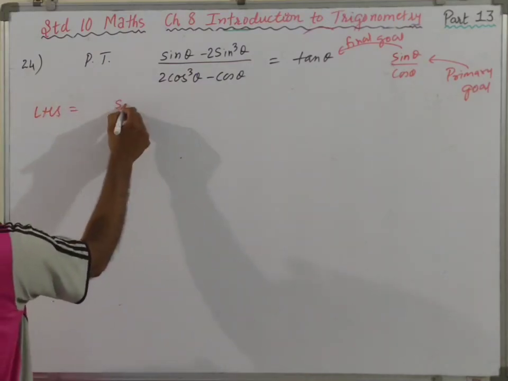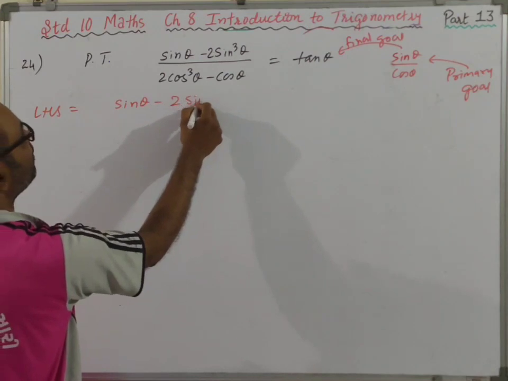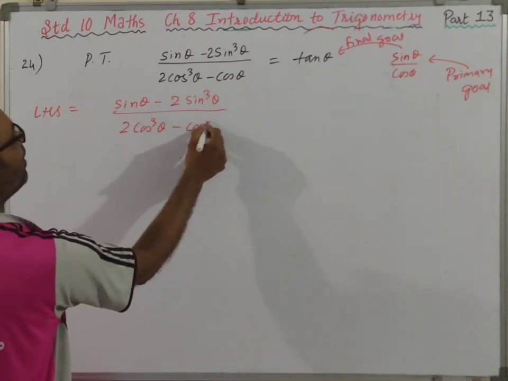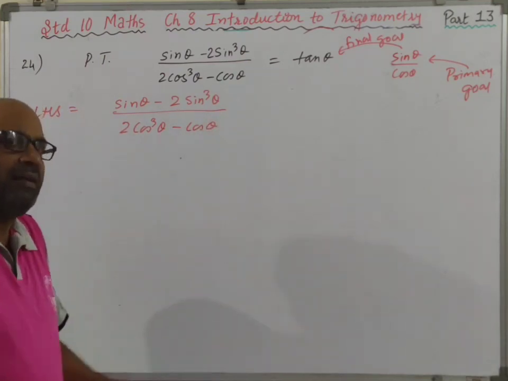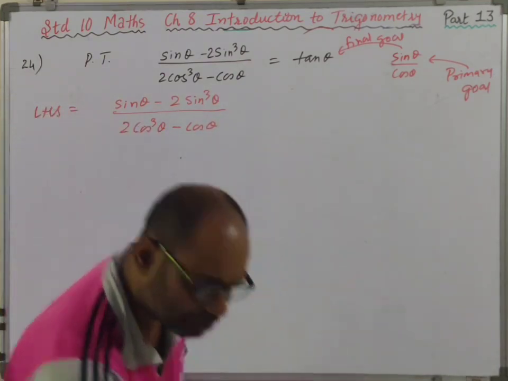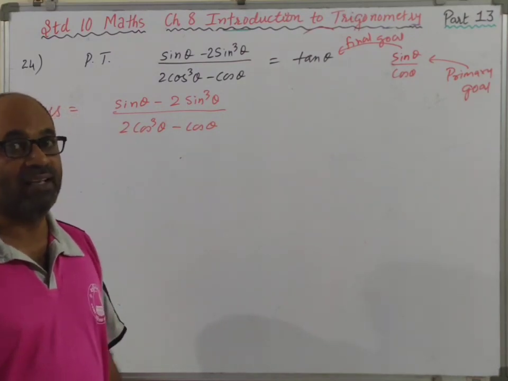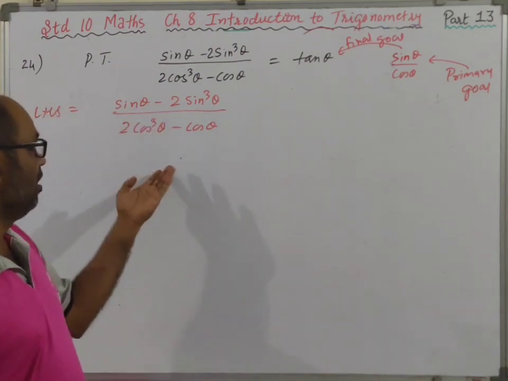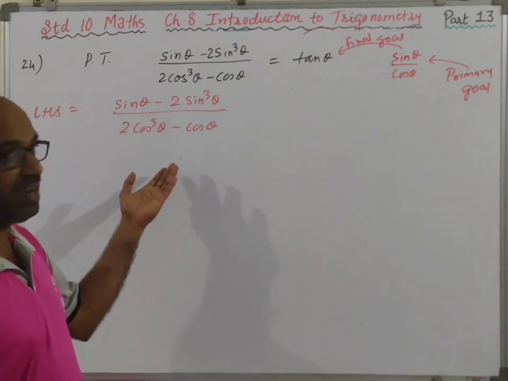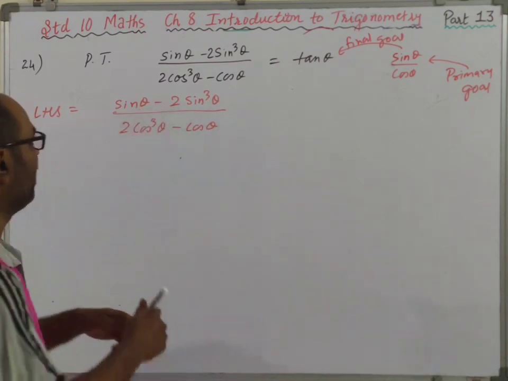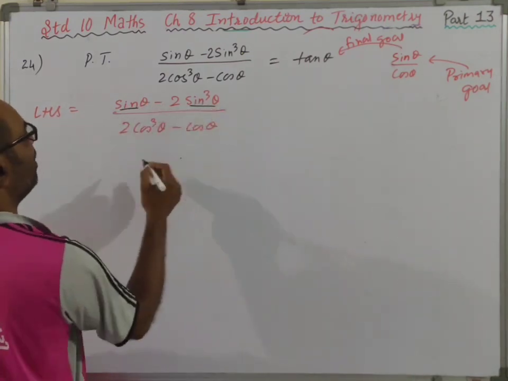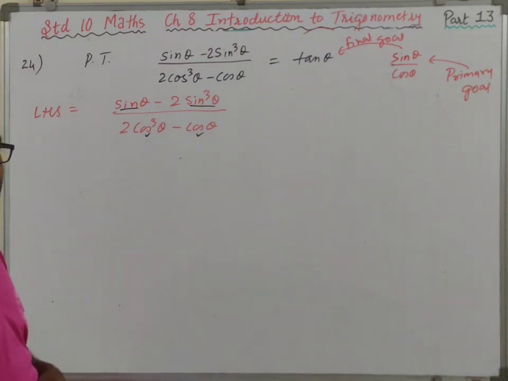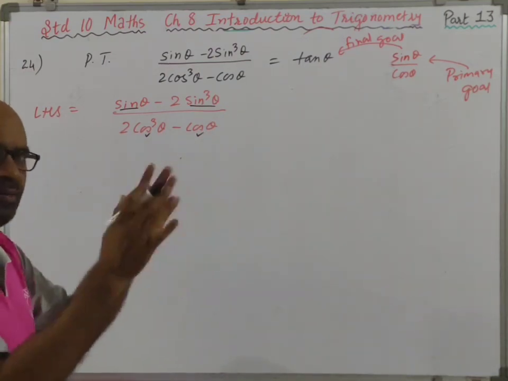Left hand side: sin theta minus 2 sin cube theta whole upon 2 cos cube theta minus cos theta. They are already in terms of sin and cos. So what to do? Well, some simplification. LCM? No, this is just one term, where would the LCM be? Factorization? Any factors? Yes, factorization is possible. In these two terms sin theta is common. Here in two terms cos theta is common. So factorization is possible. It means the door is open, move ahead.